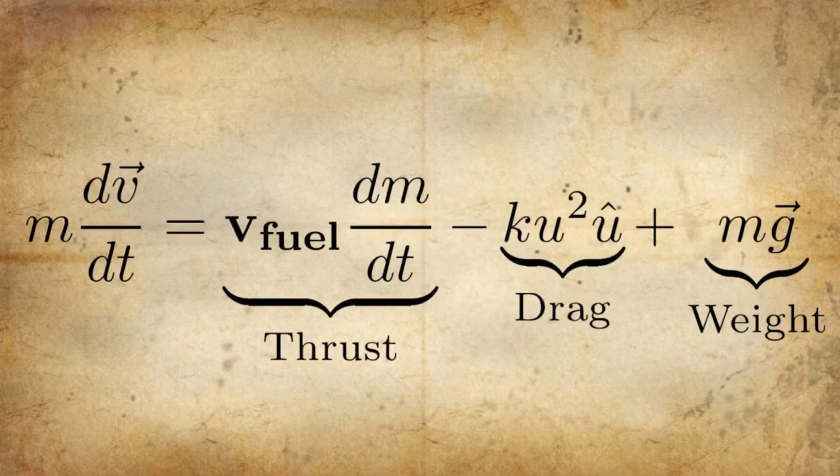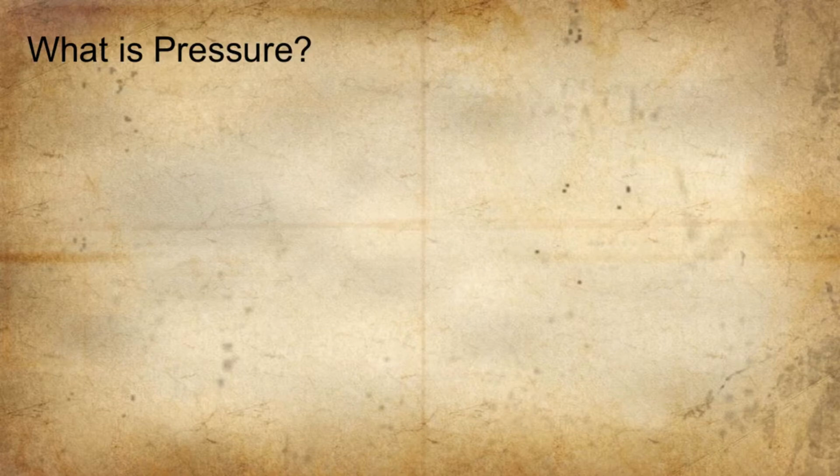Remember, this is our rocket equation. We have m dv/dt, that's our classic ma of Newton's second law. Then we have the three forces acting on the rocket, the thrust, drag, and weight. We'll be focusing on this part, thrust, looking for a way to express the velocity of the fuel as it leaves the rocket and the rate of change of the mass of the rocket. First thing we want to know is, what is pressure?